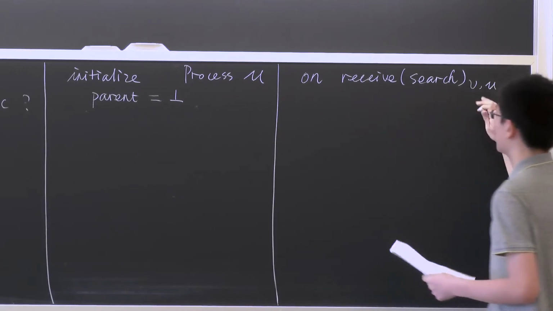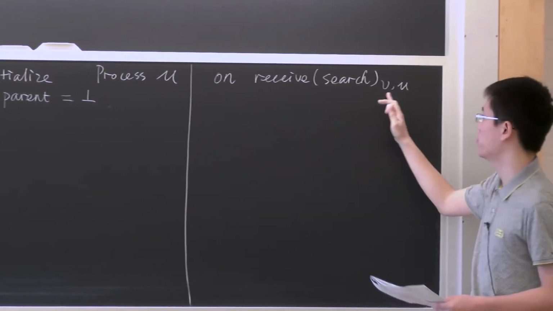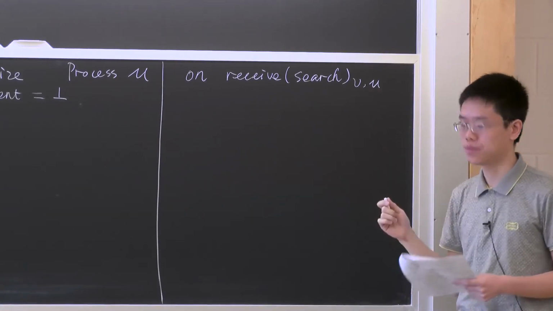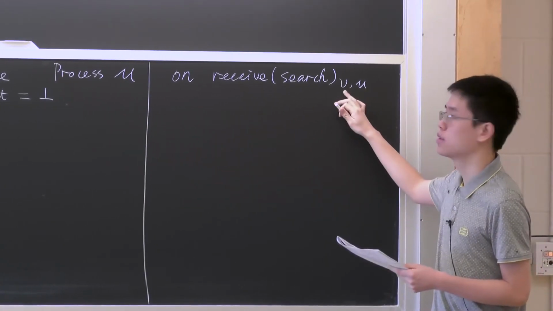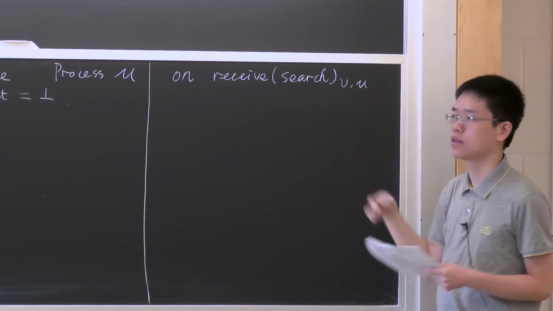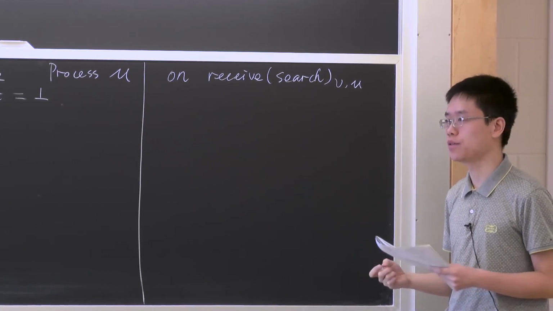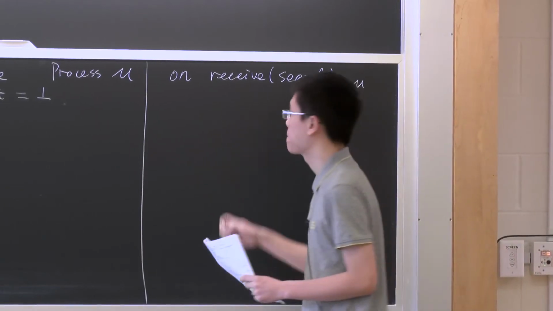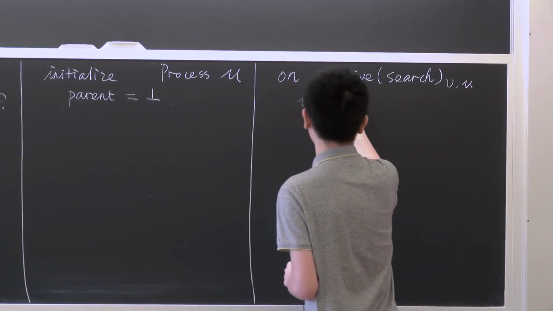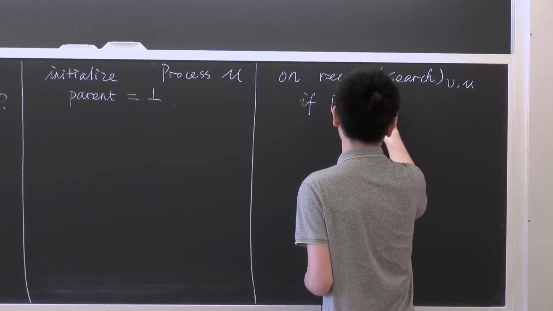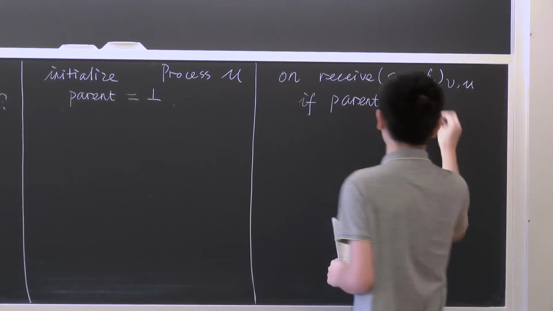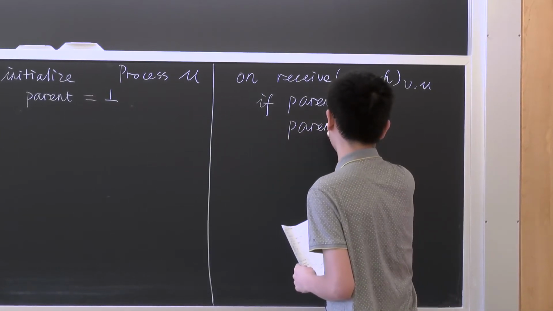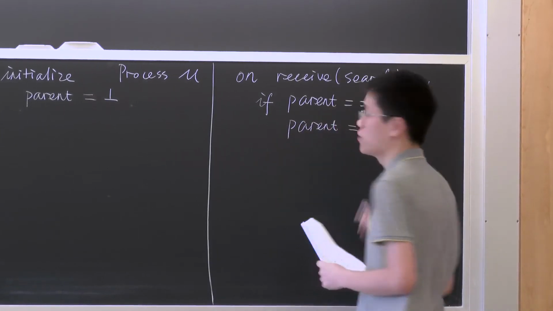If we receive a search message from V to U, that means V is trying to become our parent. And if I do not have a parent yet, I should set the parent to V.